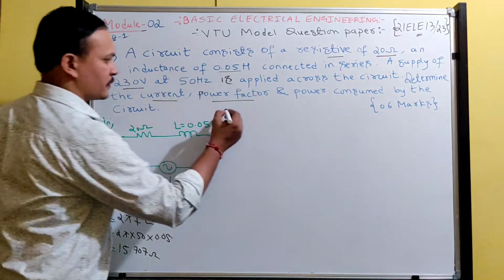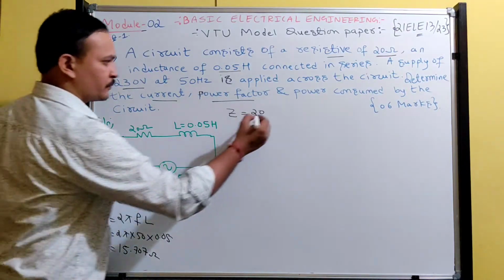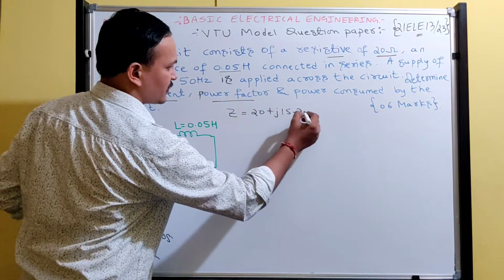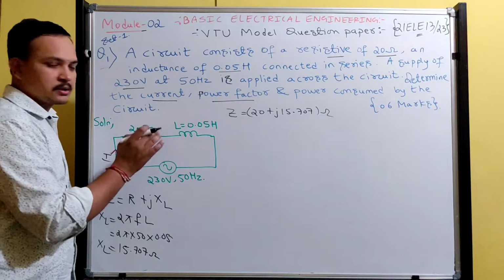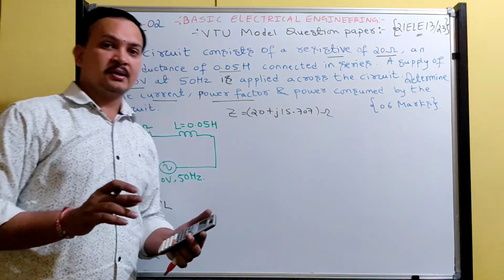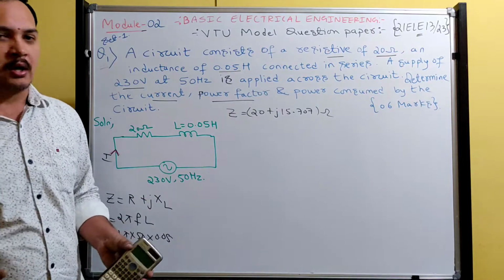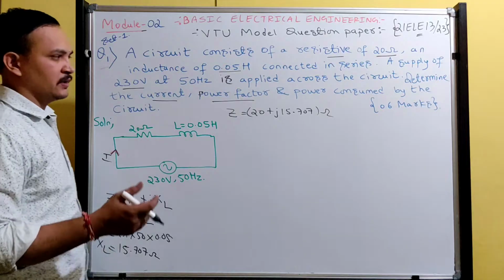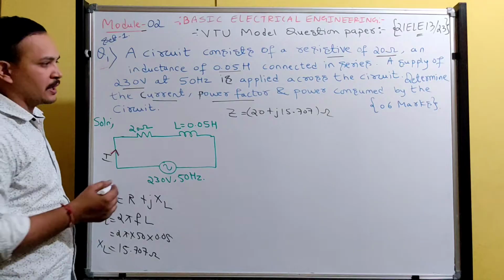Now enter both the values. Z is equal to 20 ohm plus j 15.707. This is the impedance of the series RL circuit for the given data. You must keep the impedance in polar form. If you keep the impedance in polar form, you can easily find the remaining quantities: power factor, power consumed, all other parameters, even the current.